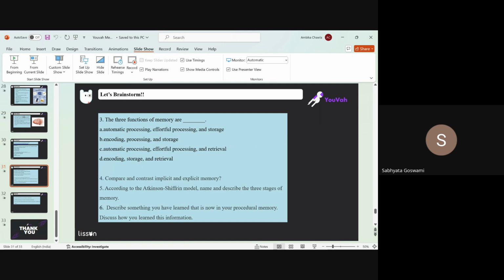The three functions of memory are? Yes, Zara? Encoding, storage, and retrieval. Great. Option D. Yeah. Yes, right.